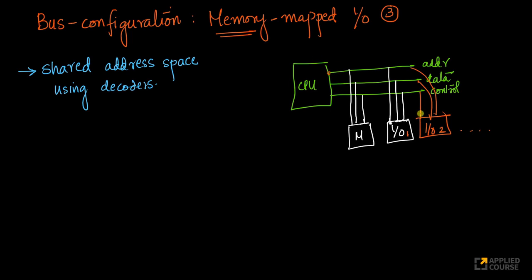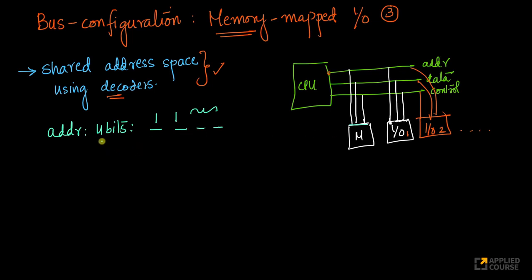Now, how do you solve the problem? We can solve it by using something called a shared address space, and for that, we will use decoders. Let's see how it works. Let's assume my address is 4 bits, just for simplicity as an example. I could say that whenever the first 2 bits are 1, 1, it all corresponds to IO devices.